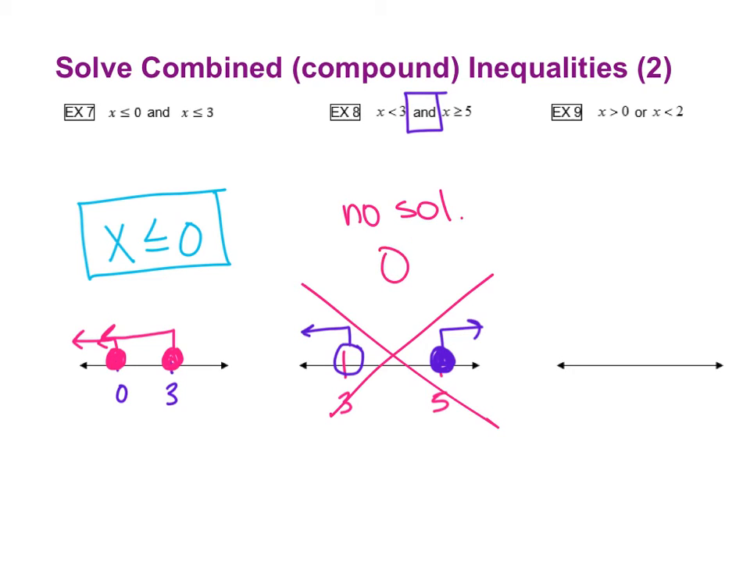Or you can use one of those symbols that we saw in an earlier chapter. Because it's an and, you have to have the overlap of both of your shading.